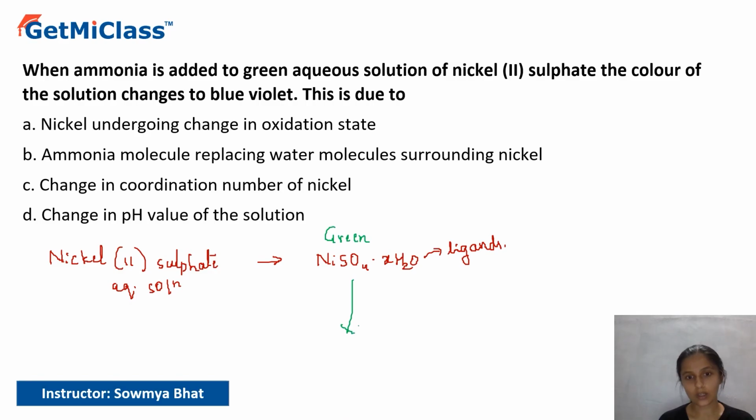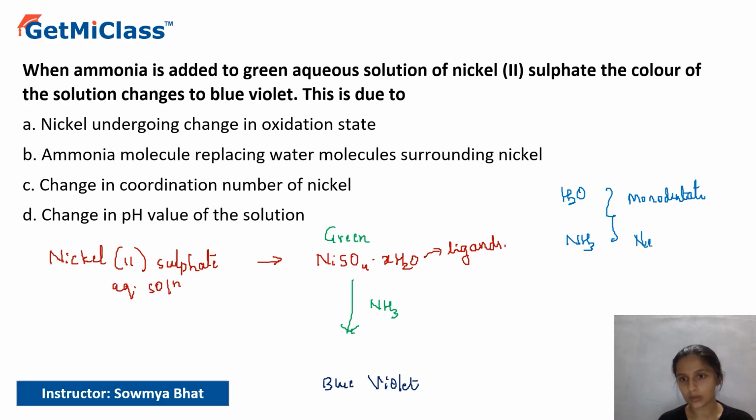Say you are going to add ammonia to the solution, then the color changes to blue-violet. The question is, why is this so? So you are going to add NH3 to this, and the common thing between these two, both of them are monodentate ligands and both of them are neutral ligands.